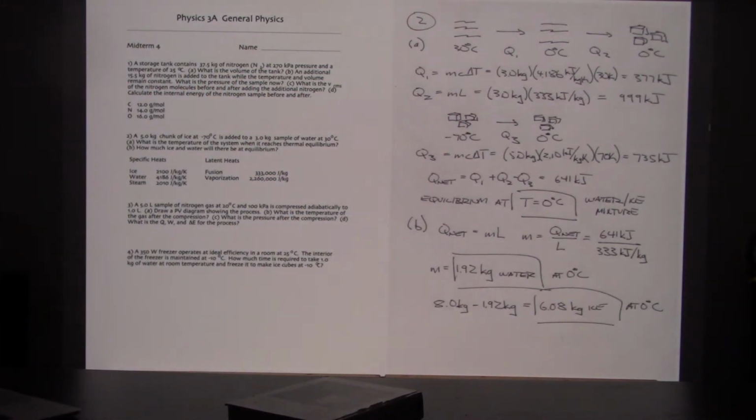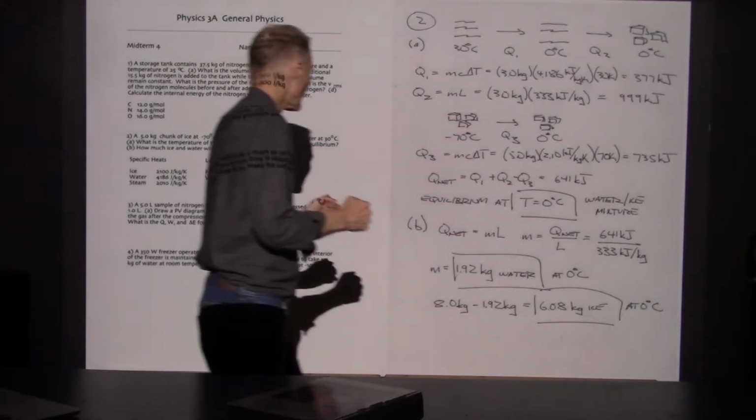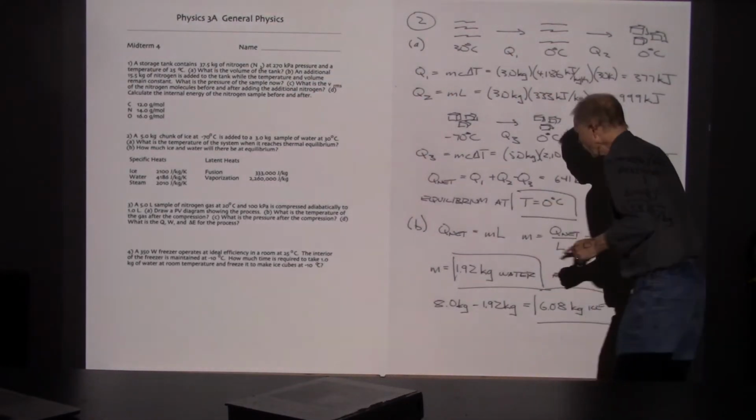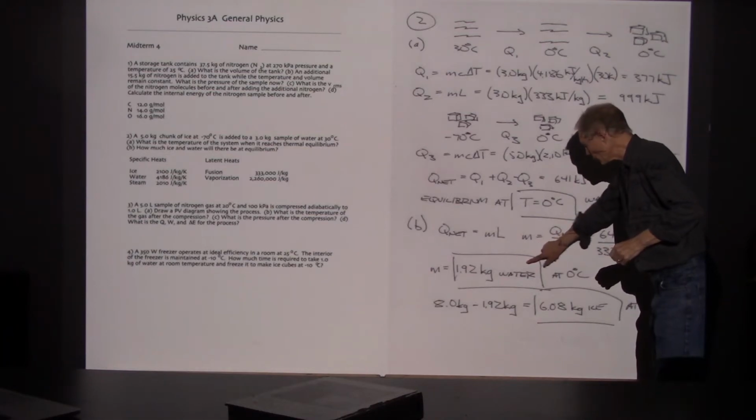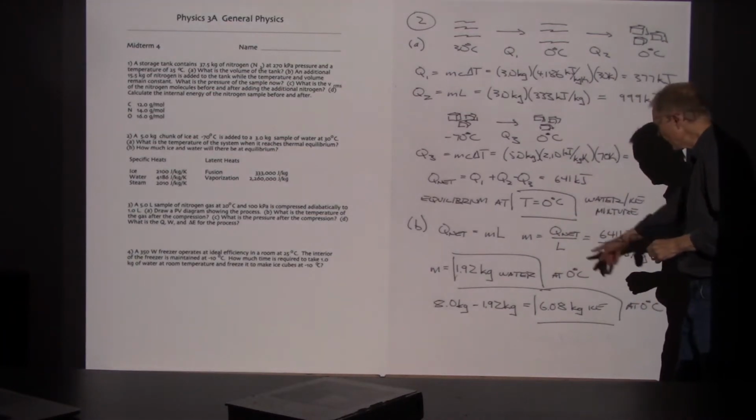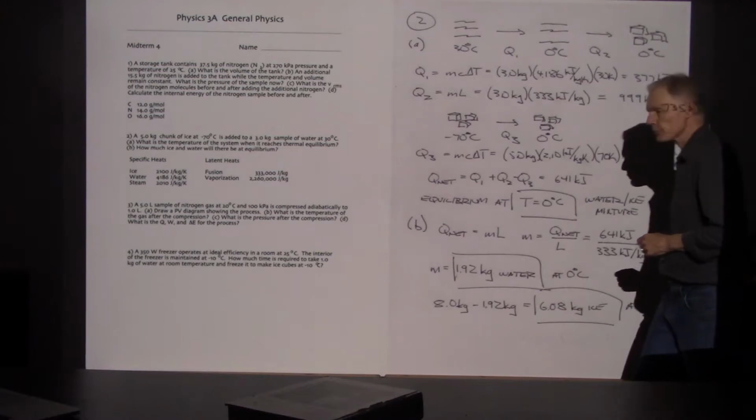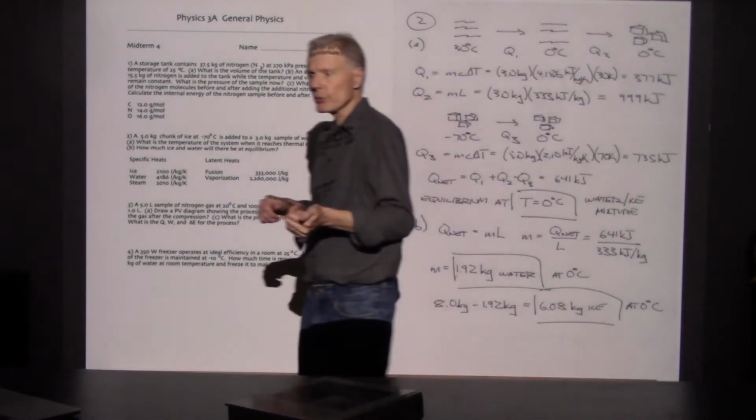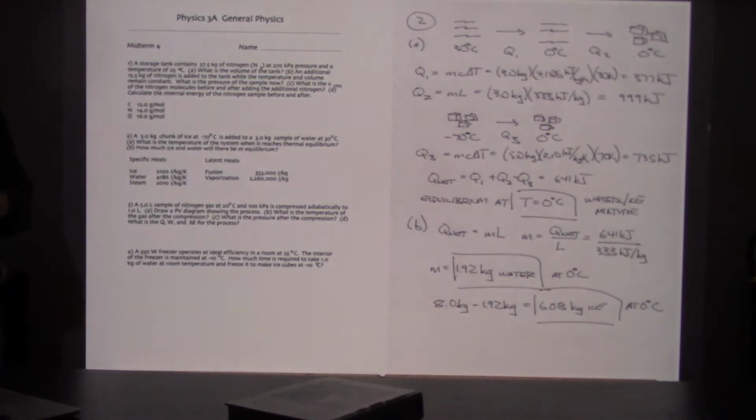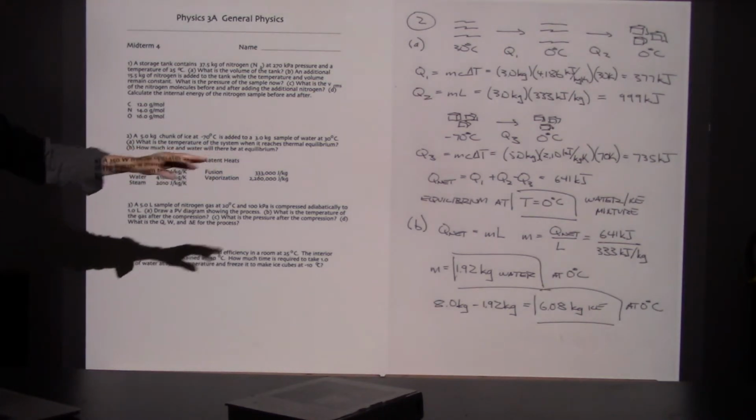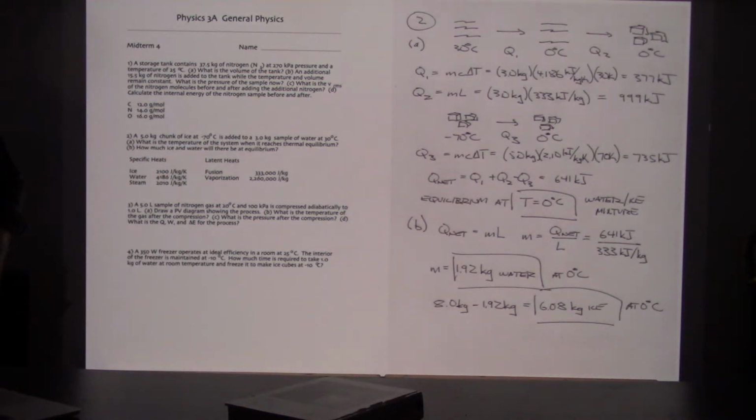So I have 8 kilograms of ice, and we melted 1.92 kilograms. That is going to leave us with 1.92 kilograms of water at 0 Celsius and 6.08 kilograms of ice. So we did freeze some of the water. Some of the water that started out liquid is now frozen into ice, and some of the water is remaining water. So that's the bookkeeping we have to do on these problems.